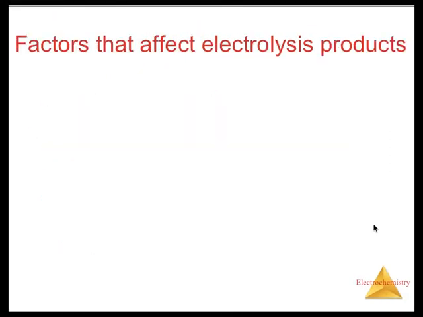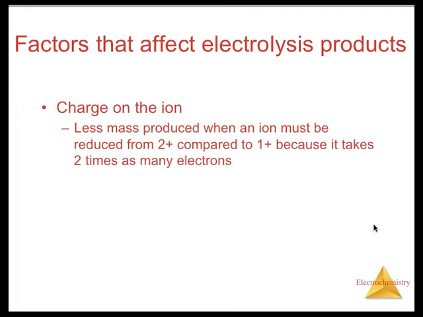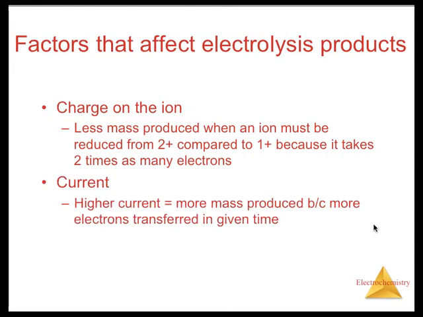Let's look at some factors that are going to affect the electrolysis products. Charge on the ion: less mass is produced when an ion must be reduced from +2 to +1 because it takes twice as many electrons. So the charge on the ion is going to affect the electrolysis product. With high current, more mass is produced because more electrons are being transferred in a given amount of time. And then of course time, how long do you run it?